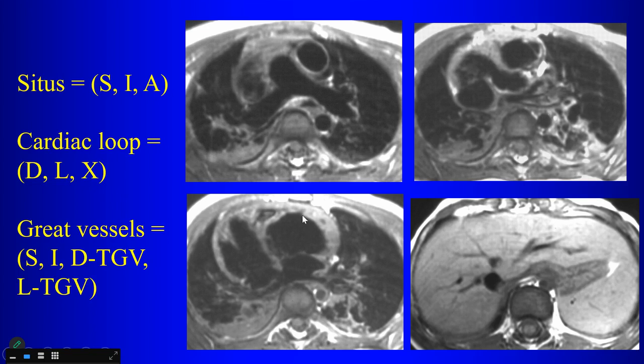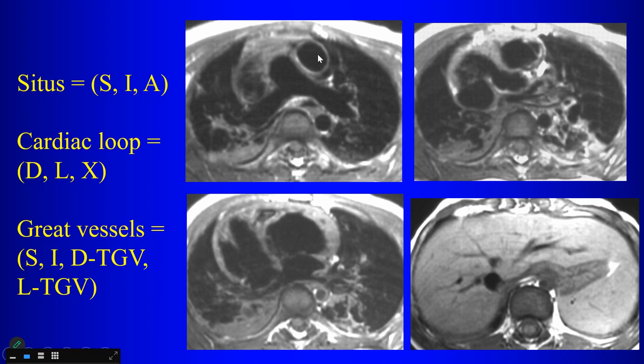This ventricle, which we said is a morphologic right ventricle, is connected to this guy, and this guy is the aorta. This ventricle, which we said is a morphologic left ventricle, is connected to this guy, which is the pulmonary artery. So the ventricular arterial connections are discordant. And now, what's the relationship of the aorta to the pulmonary artery?